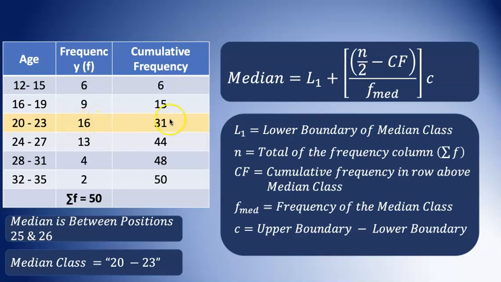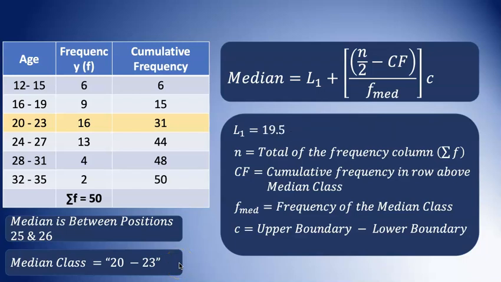So remember, up to the second row, we only had 15 students, so we didn't reach position 25 as yet. But then we got 16 students in the third row. So among these 16 students would be the person at position 25 and the person at position 26, since we're up to 31 at that point. So our median class is 20 to 23.